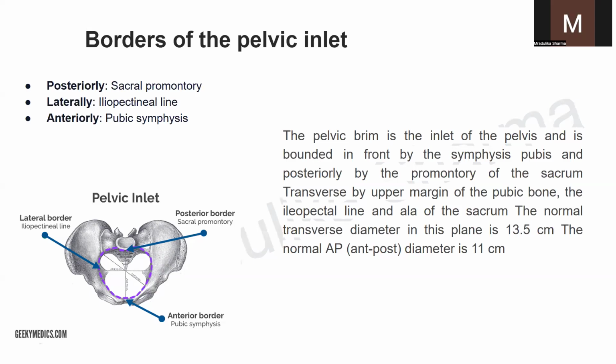The transverse diameter in this plane is around 11 centimeters, sometimes 11.5, depending on the stretching of the pelvis, and the AP diameter is 11. So you can see the largest diameter is the transverse diameter, that is 13.5. Whenever the fetal skull enters it, it usually occupies the transverse diameter at the point of entry. It has to be the transverse diameter.